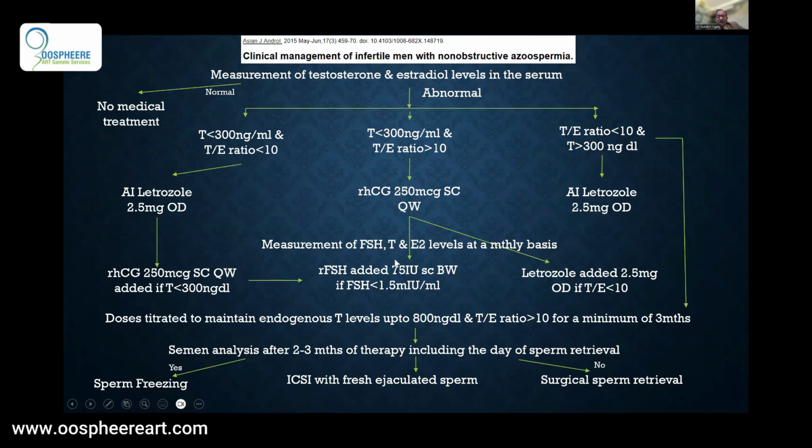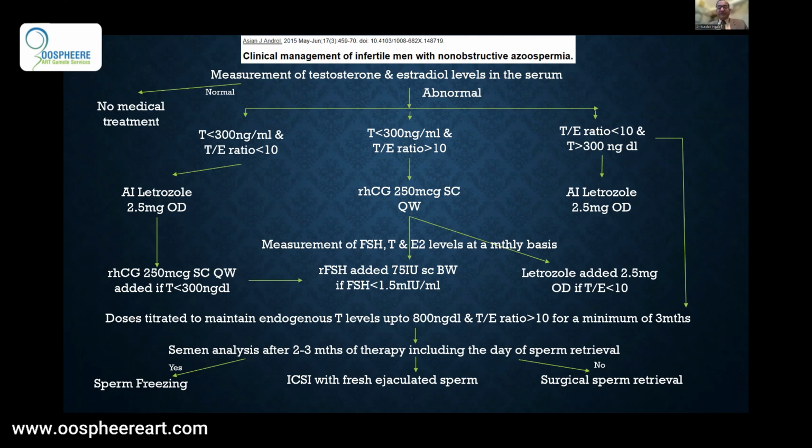And you check the levels of FSH, testosterone, and E2 on a monthly basis. So once you see an adequate increment in the levels, you can continue the therapy and repeat that analysis after 2 to 3 months, and probably you may see some amount of sperm in the ejaculate. Now, the third scenario where testosterone to estrogen ratio is less than 10, but testosterone is high. You don't need to give HCG here. You can directly start with letrozole of 2.5 milligram OD.